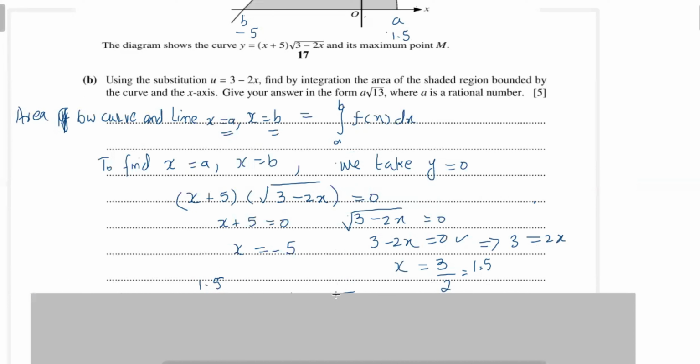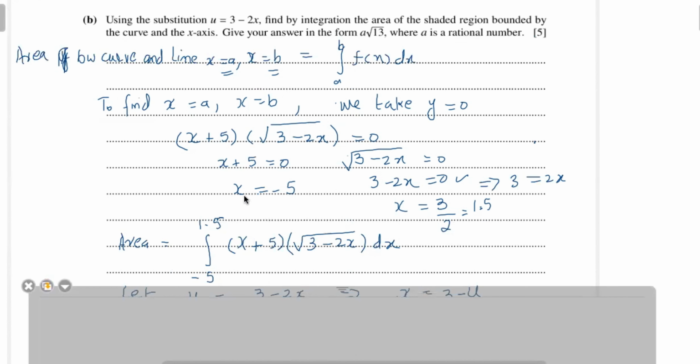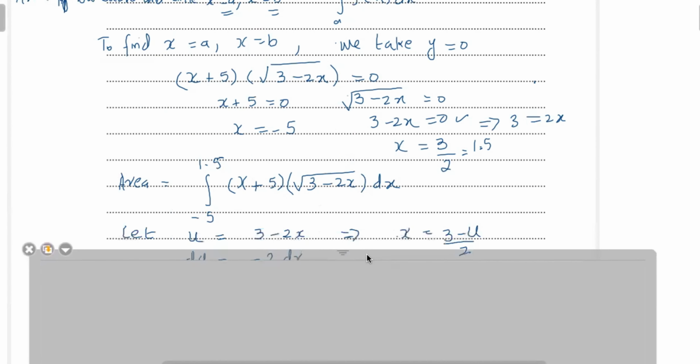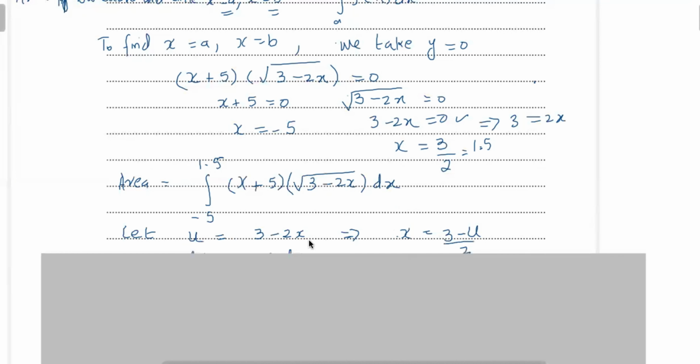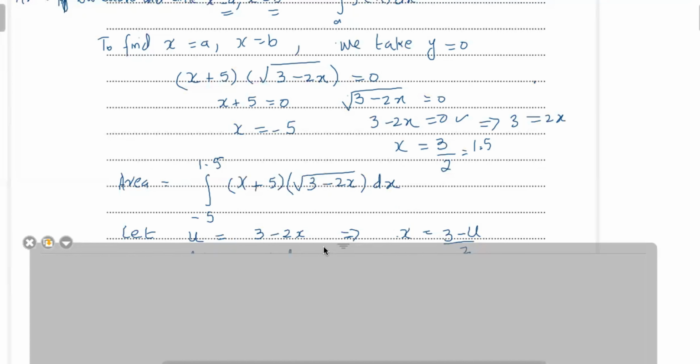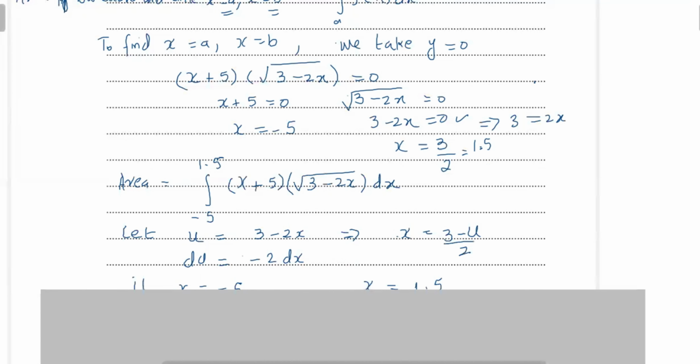Now we have to integrate to find the area. We use the substitution method. Therefore, the area of the shaded region is the integral from a to b of f(x) dx. You see here, the value of a is -5, b is 1.5, and the function is (x + 5) times the square root of (3 - 2x). We use the substitution method. Here u is given by u equal to 3 - 2x, so x will be equal to (3 - u)/2. Then we find du/dx. When you take the derivative, du/dx becomes -2. Therefore, we can write dx equal to du/(-2), and this is the value of dx.